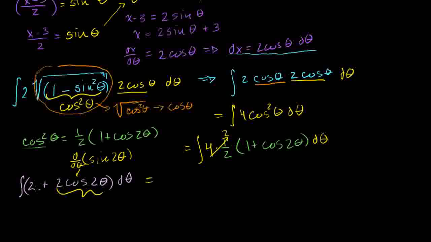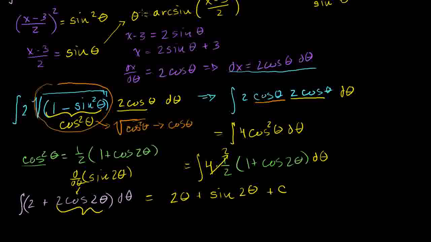So this is equal to, the antiderivative of 2 with respect to θ is just 2θ, plus the antiderivative of this, which is just sine of 2θ, and then we have a plus c. And of course, we can't forget that we defined θ. Our original antiderivative was in terms of x. So we can't just leave it in terms of θ. We're going to have to do a back substitution.